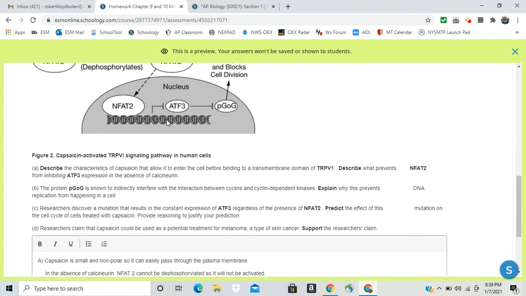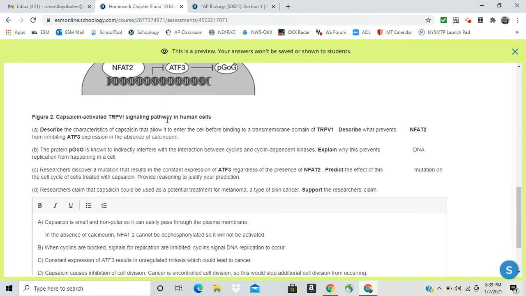Basically, it's not going to have any effect. Right? So what's going to happen is constant expression of ATF3 is going to result in unregulated mitosis. That could lead to cancer. Okay? So cells that are treated with capsaicin won't respond. You'll get constant expression. Okay?